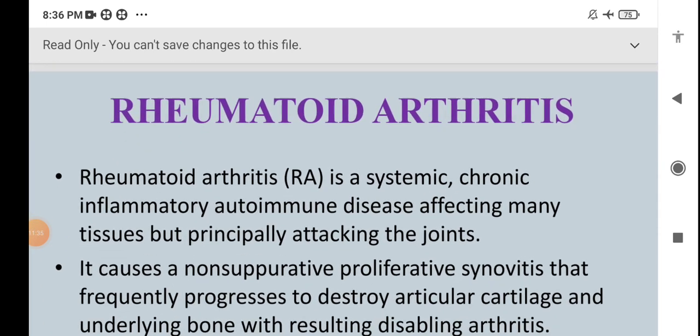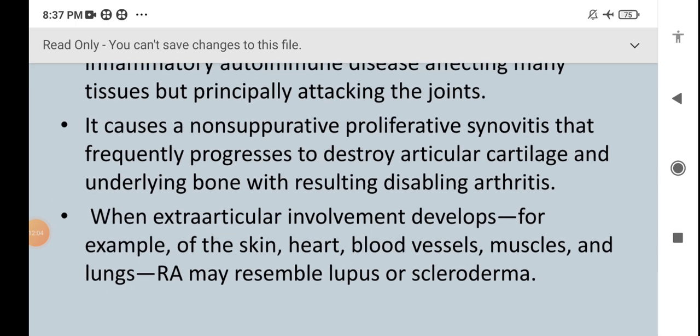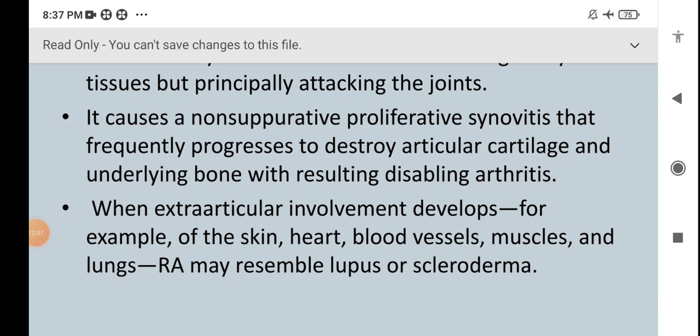Coming to rheumatoid arthritis. So this is the bread and butter of a practicing orthopedician. Rheumatoid arthritis is a systemic chronic inflammatory autoimmune disease affecting many tissues but principally attacking the joints. It causes a non-suppurative proliferative synovitis that frequently progresses to destroy articular cartilage and underlying bone with resulting disabling arthritis. When extra-articular involvement develops, for example of the skin, heart, blood vessels, muscles, and lungs, rheumatoid arthritis may resemble lupus or scleroderma.